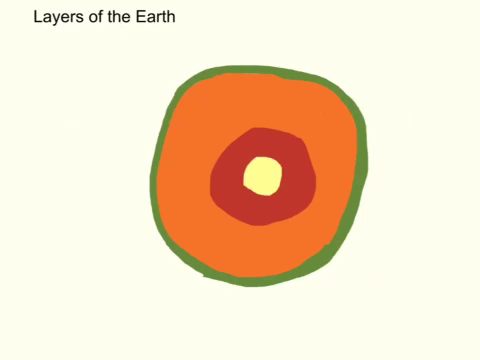The layers of the Earth include the inner core, outer core, mantle, and the crust. The inner core is 4,300 degrees Celsius and 1,200 kilometers thick. The outer core is 3,700 degrees Celsius and 2,300 kilometers thick. The mantle is 1,000 degrees Celsius and 2,900 kilometers thick.